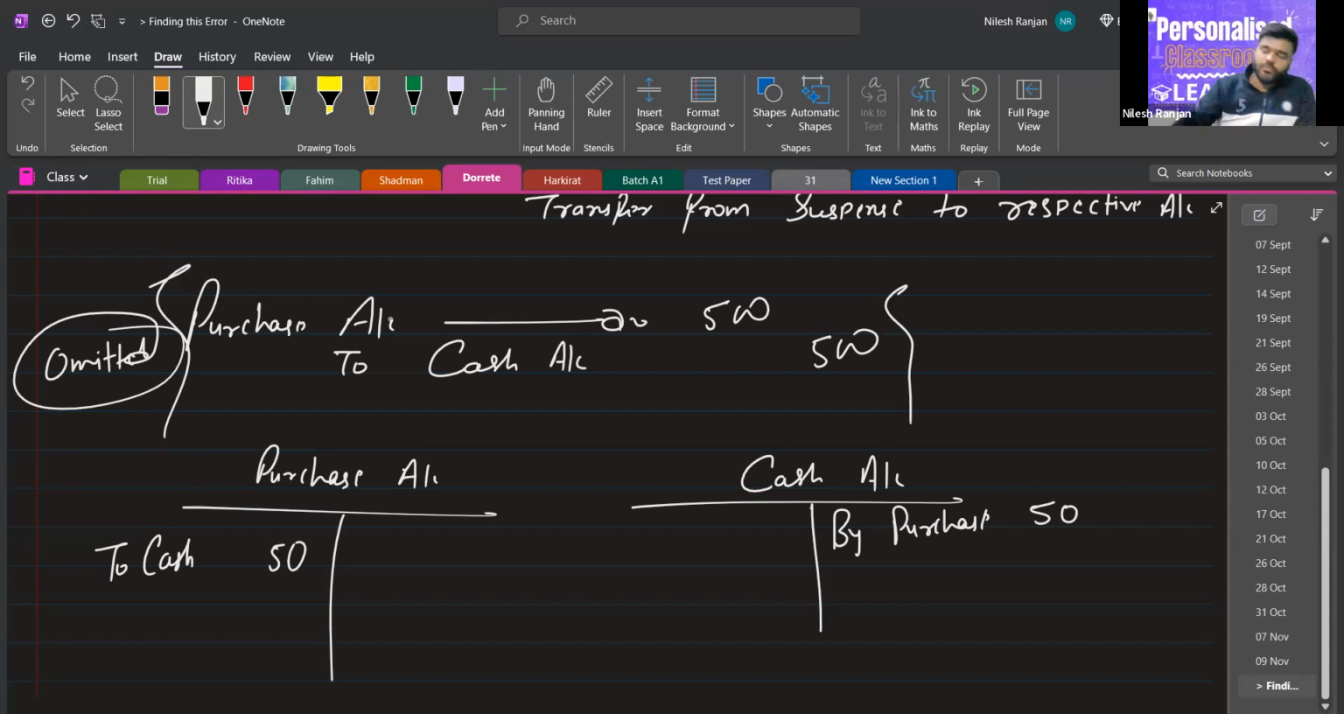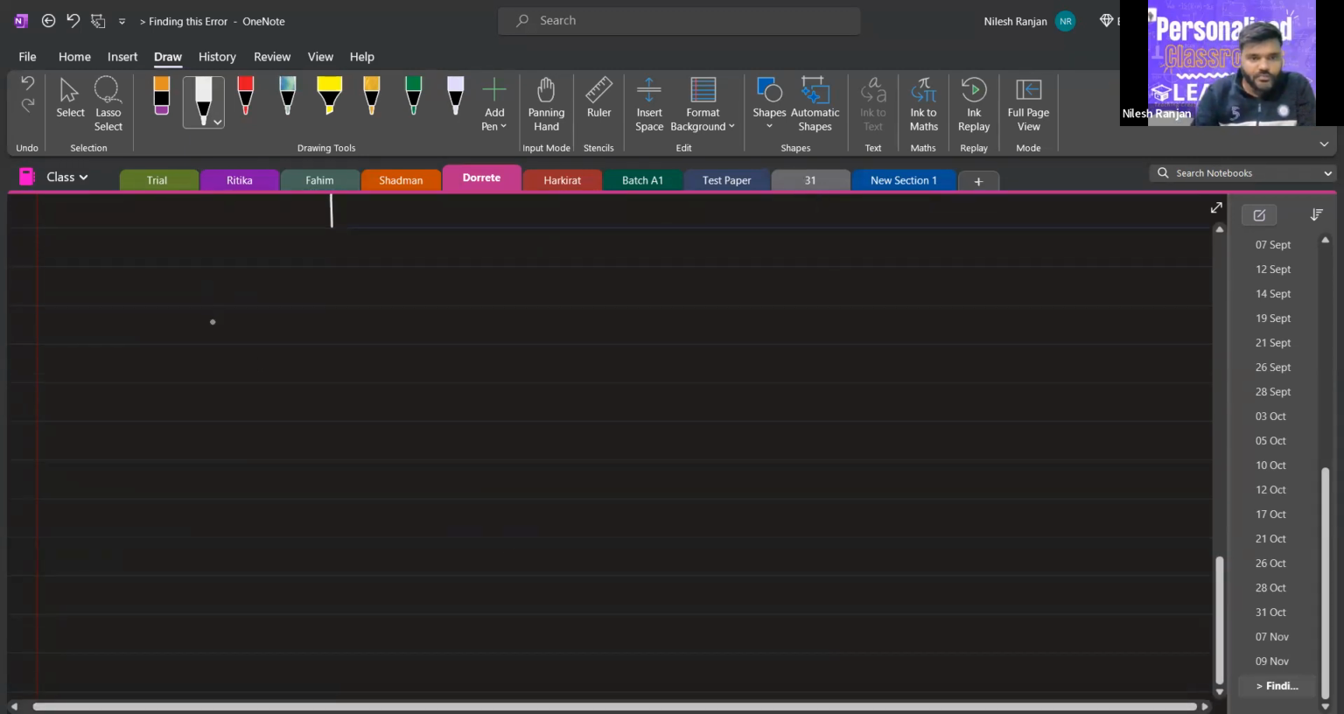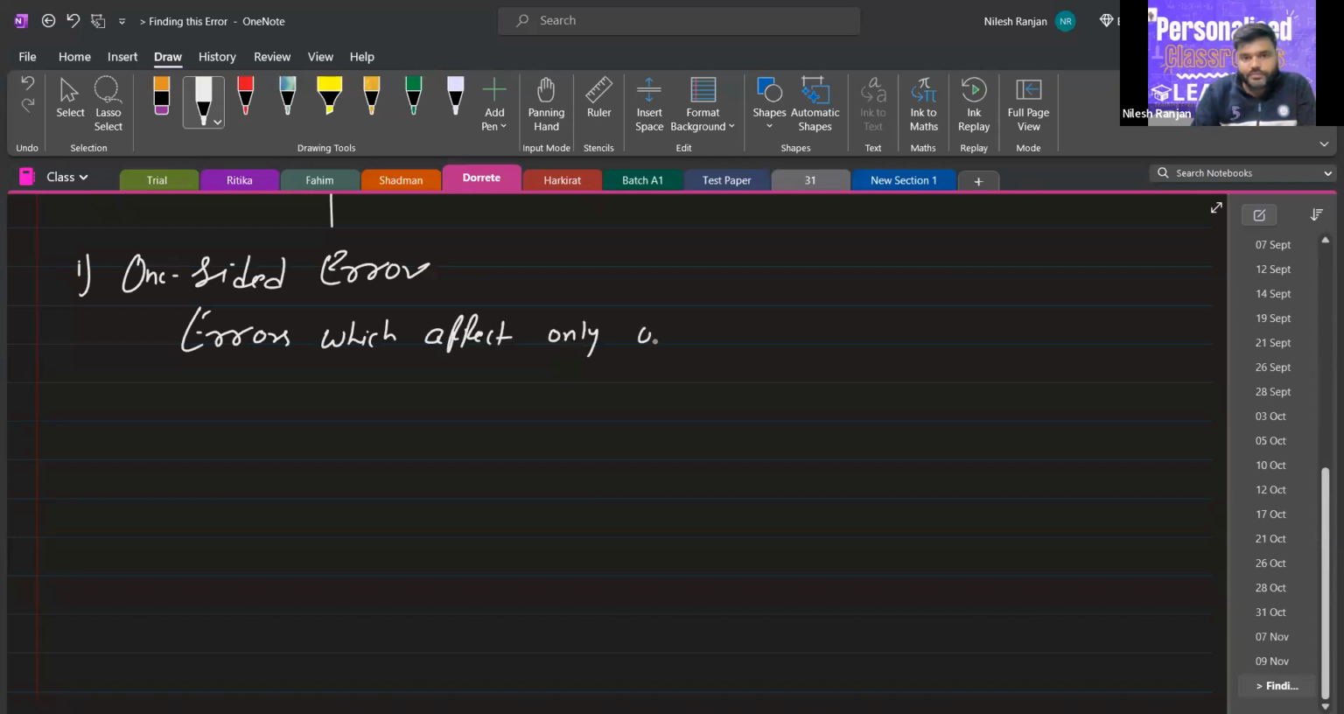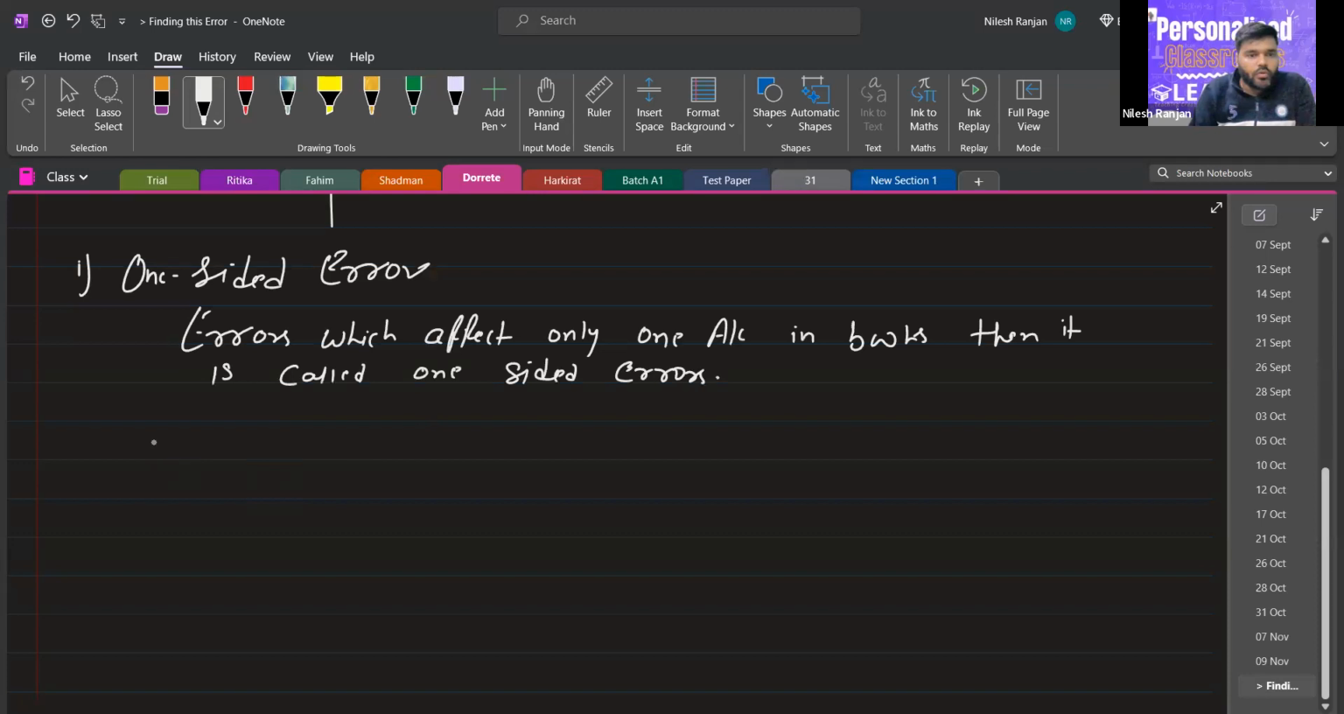Now, one-sided errors are errors which affect only one account in the books. An example of this one-sided error is, first, wrong posting of amount.